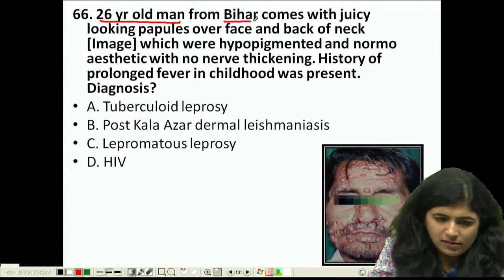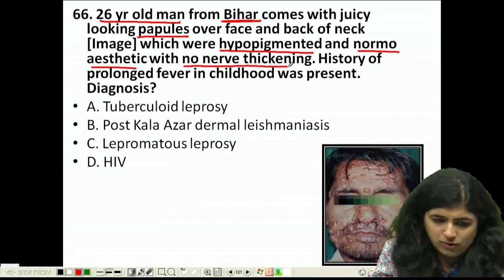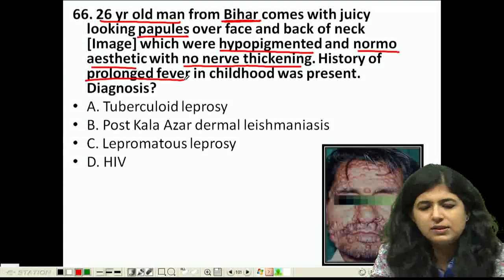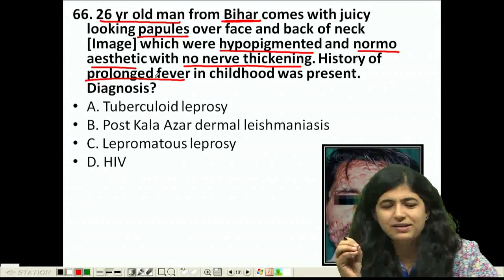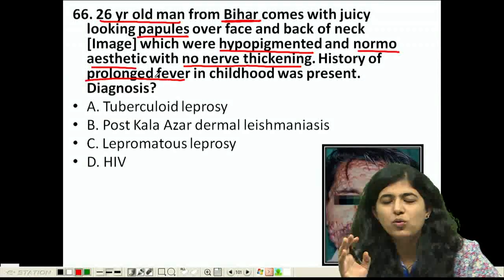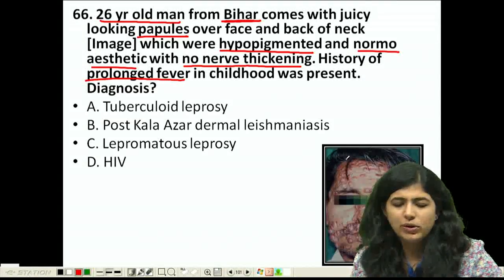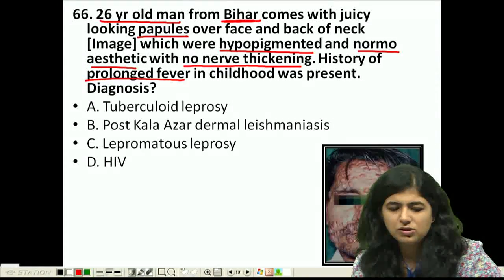A 26-year-old man from Bihar, juicy looking papules, hyperpigmented, normo-aesthetic, no nerve thickening, prolonged fever history is there. Very, very typical description. If I were to teach you this typical entity, this is exactly what I would have told you. This is how typical a question can be. And then you look at the image. What do you look in the image? You see these multiple skin colored nodules, predominantly in the perioral distribution, then on the forehead also.